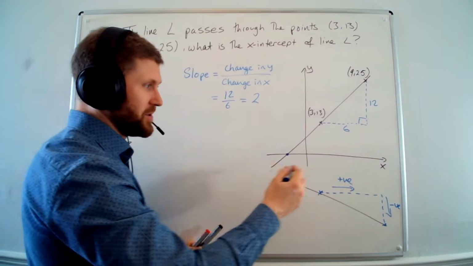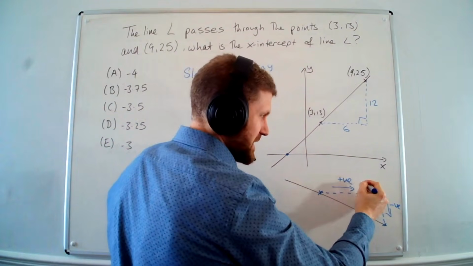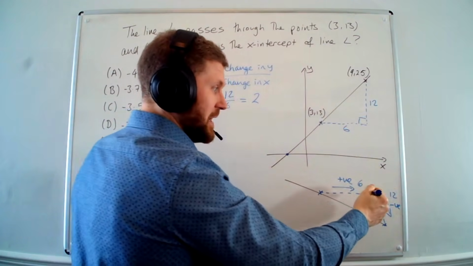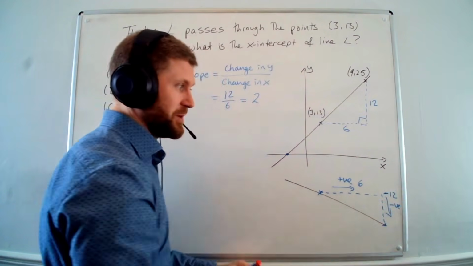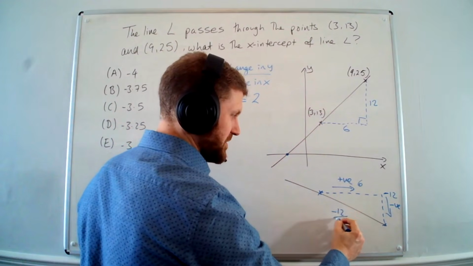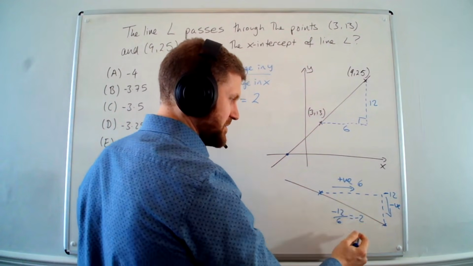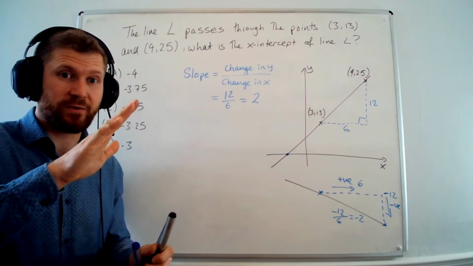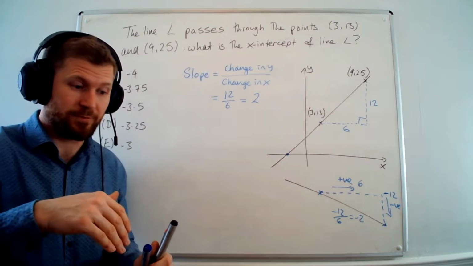And in that case, let's just say that this length is 6 and that length is 12, just like up here. Well, I would have to make that negative 12 because the line is going down the way, and so the slope would be negative 12 divided by 6, which would give me negative 2 there. So that's the only thing to watch out for with the slope, is just which direction is the line going. Is it going up or down?